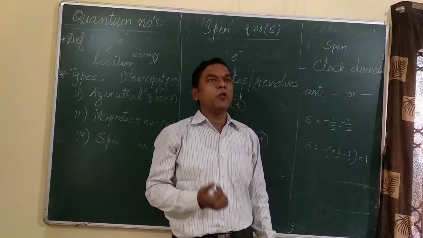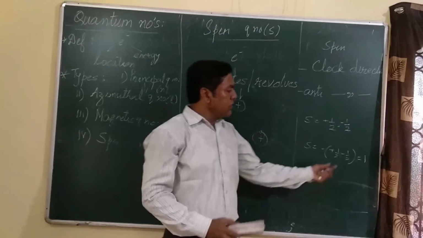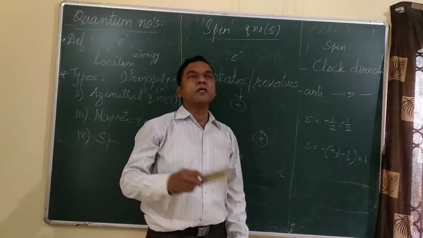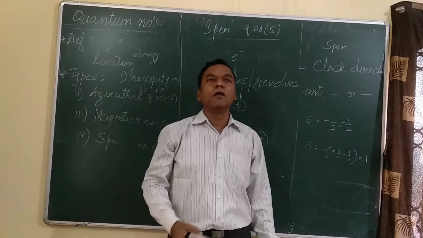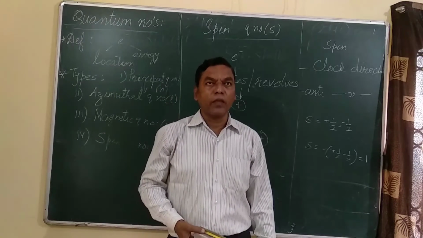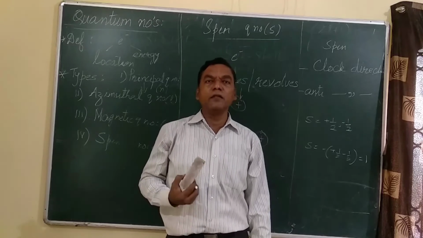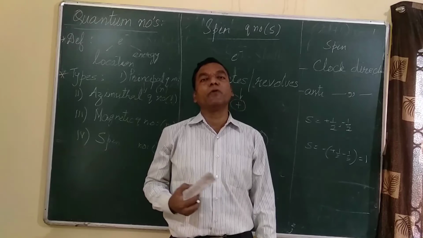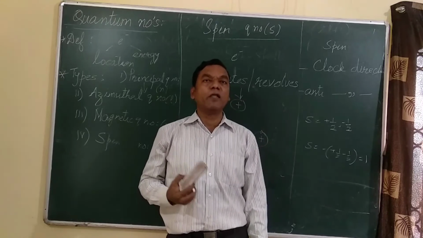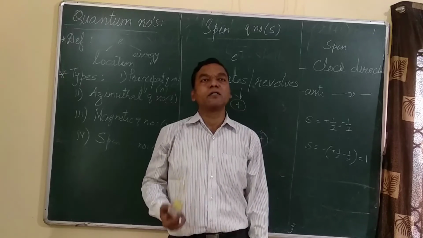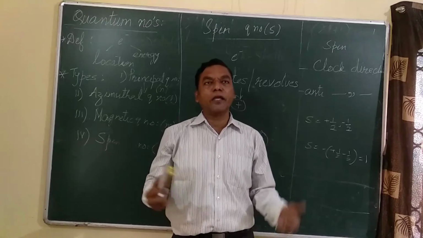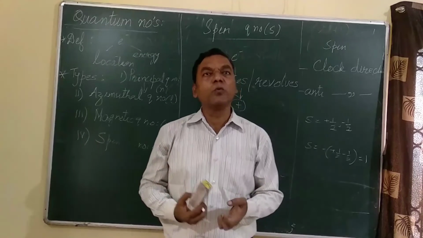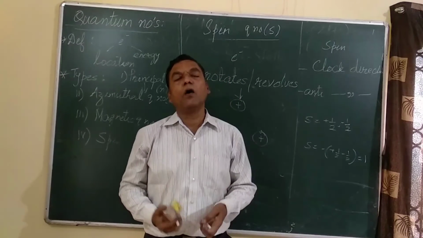Now the question may come in your mind, what are these two signs representing, plus half and minus half? Plus half means the electron is spinning in the direction of the magnetic field. And the minus or negative sign indicates that it is moving against the magnetic field. So these are the two possible values of S, plus half and minus half. Or we can say in other words that if we take the sum of these two, the sum may be equal to 1 or unity.